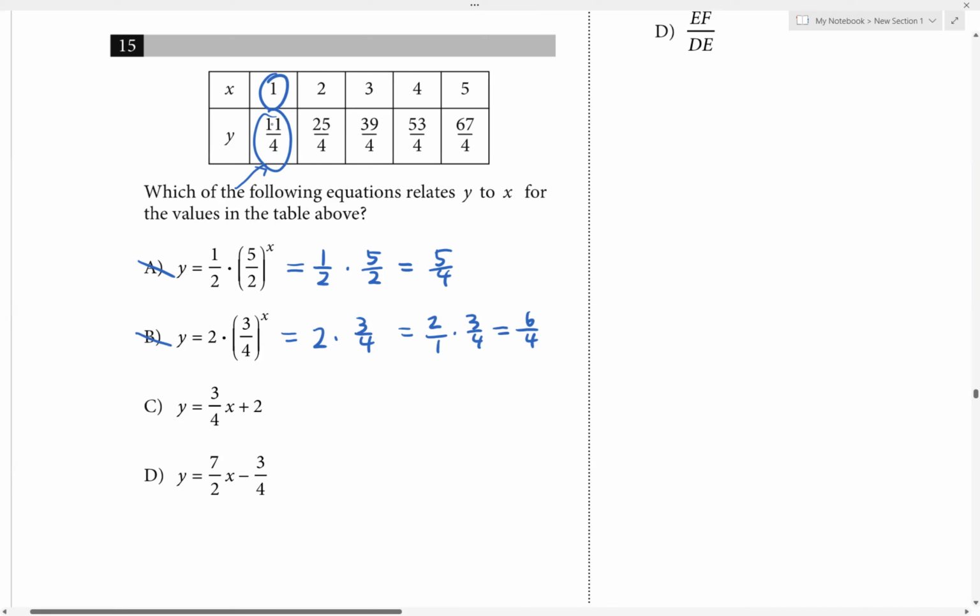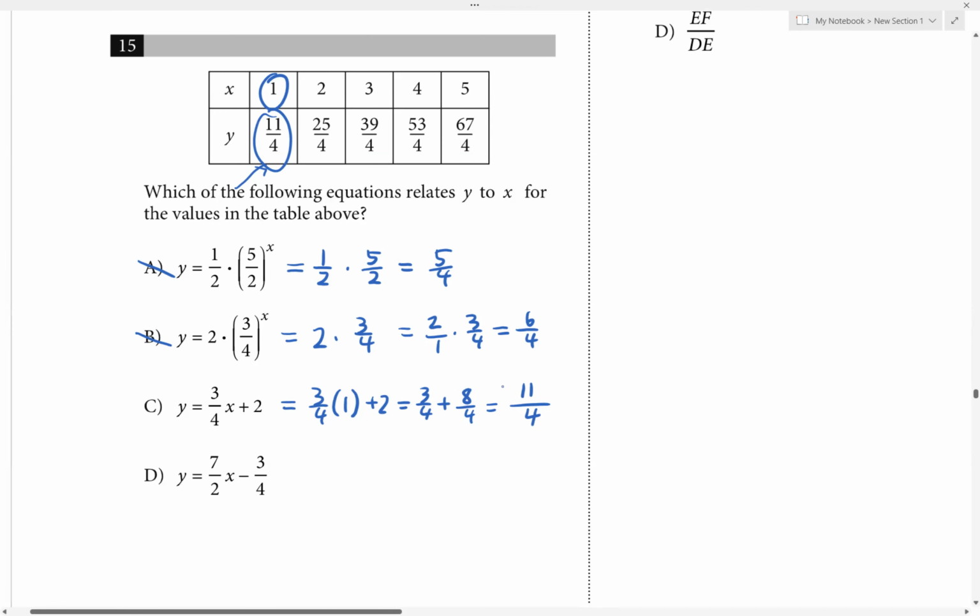All right, so now letter C. If you try this, it's 3/4 times x, which is 1, plus 2. This is 3/4 plus 2. In order to add fractions, we have to make sure they have a common denominator. So 2, we rewrite with a denominator of 4, will be 8 over 4. And we add them up: we add the top parts together, it'll be 11, and leave the denominator the same. So we do get 11 over 4.